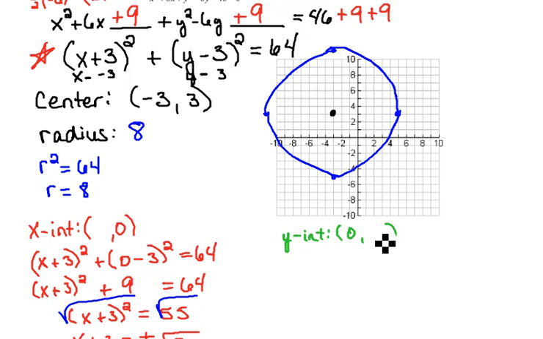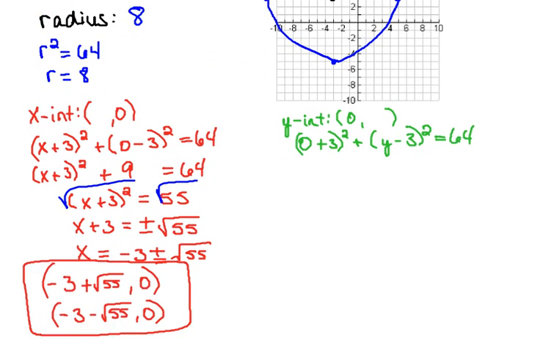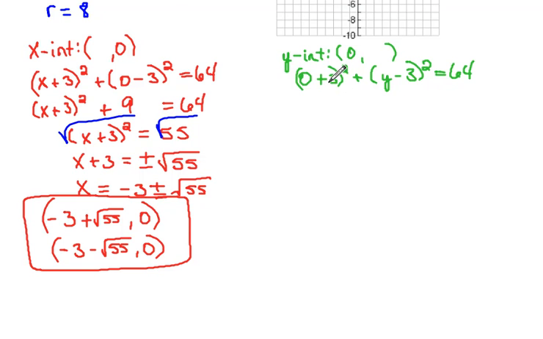Alright, now let's find our y-intercepts in the time that we have left. And for all y-intercepts, the x value is 0, so we go back to the standard form and we plug in a 0 for x. So 0 plus 3 squared plus y minus 3 squared equals 64. And now I'm going to move down so I have more room. So 0 plus 3 is 3, squared is 9, plus y minus 3 squared equals 64.